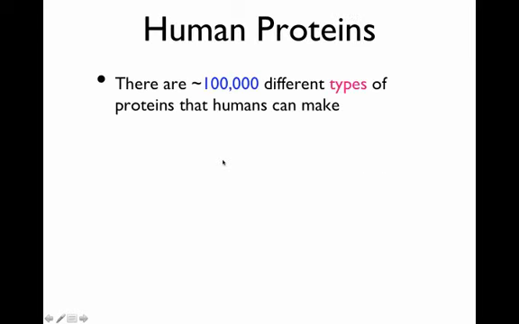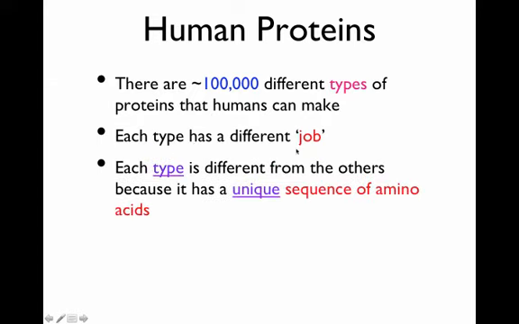So as far as human proteins are concerned, the estimate is that there are about 100,000 different types of protein molecules that humans can make. Now, they don't make all 100,000 at the same time in every cell, but each cell is assumed to be capable of making about 100,000 different types of proteins. Each of the 100,000 different types has a different job. And each type of protein molecule is different from each other because it has a unique sequence of amino acids.